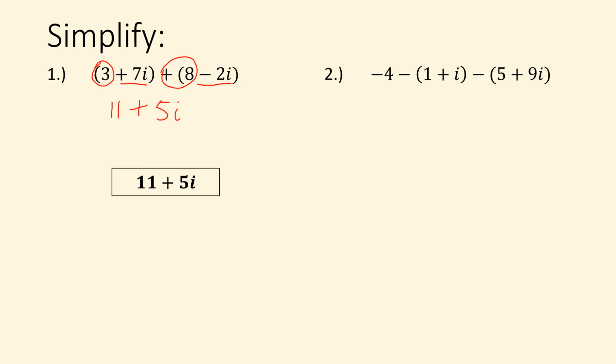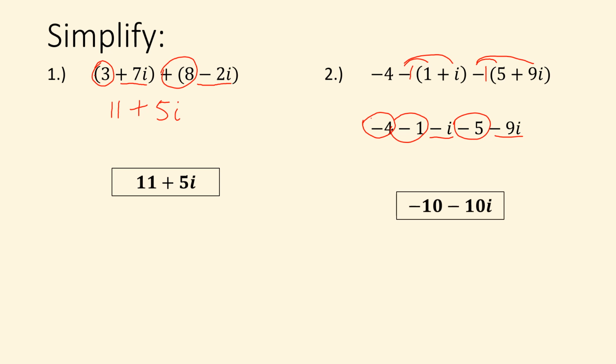Number 2, here we have some parentheses that are being subtracted. Make sure that you remember we're subtracting both these things inside the parentheses. So the first thing I would do is distribute this negative sign to everything inside those parentheses. So really it turns into negative 4 minus 1 minus i minus 5 minus 9. And at that point, we're going to do the same thing, combine all the real parts and all the imaginary parts. Negative 10 minus 10i.